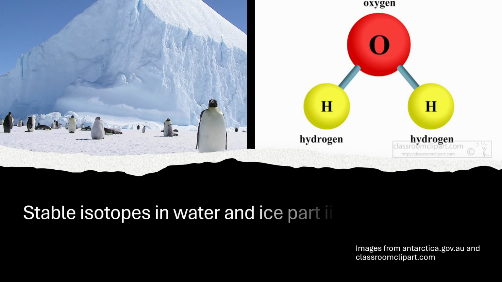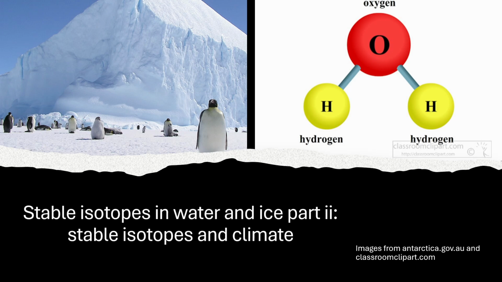In this video, we're going to be talking about stable isotopes in water and ice, and specifically how these stable isotopes relate to climate. We will discuss the major climate-related factors that influence fractionation between light and heavy isotopes. And we'll investigate what these mean about global climate and how we can understand it over hundreds of thousands of years.